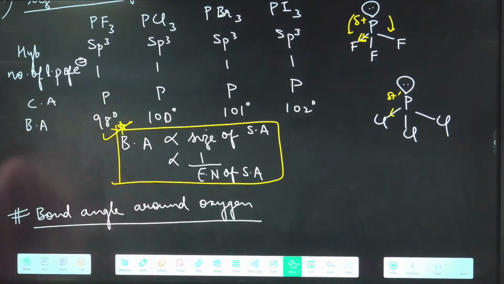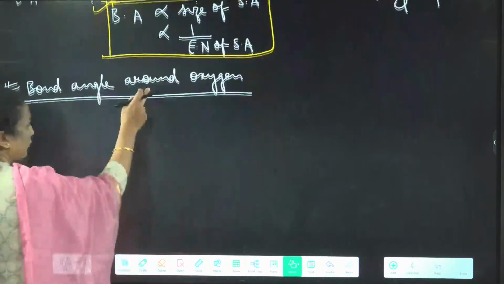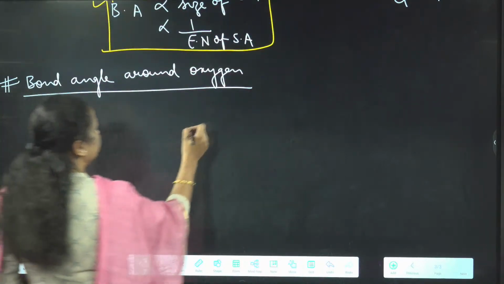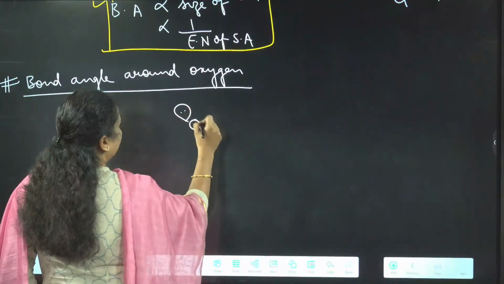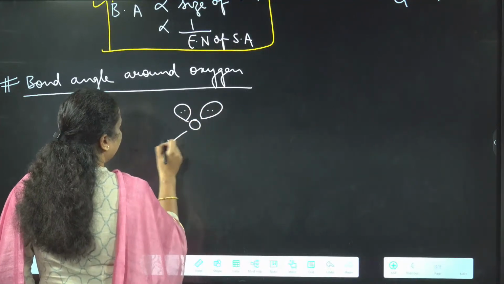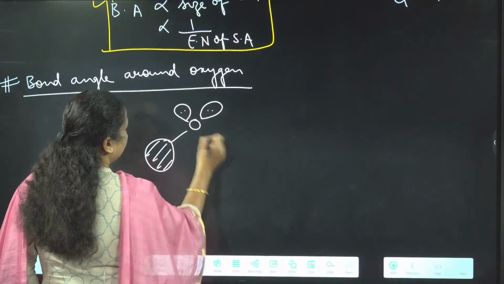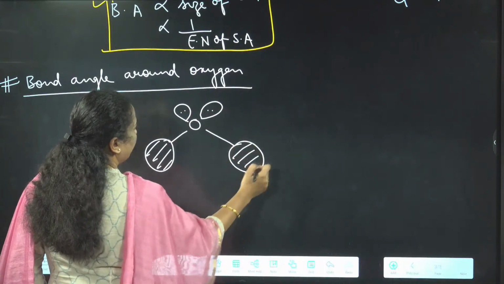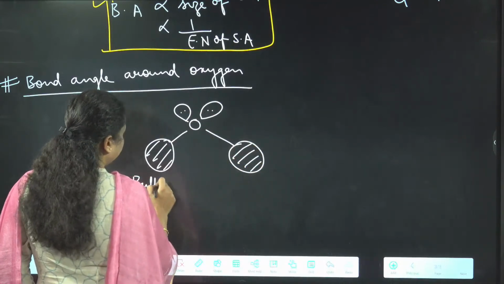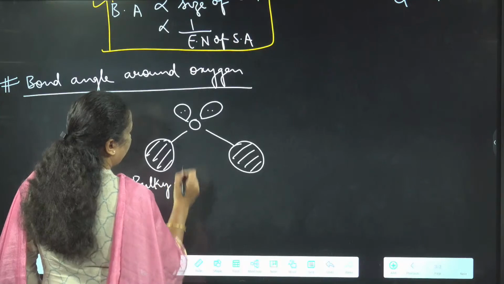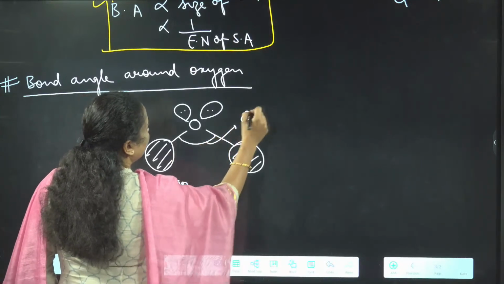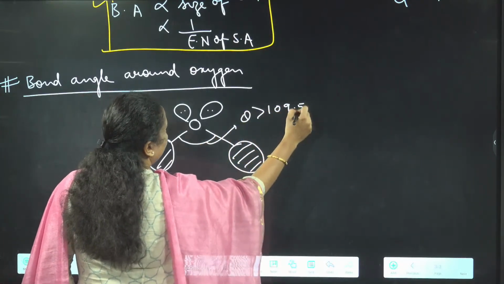Yes, are we done writing? Okay. Now there is one small thing which we are going to write here, bond angle around oxygen. See, on oxygen you will be having two lone pairs of electrons, and imagine that there are two bulky groups attached on either side of it. So in that scenario, theta becomes greater than 109.5 degree.